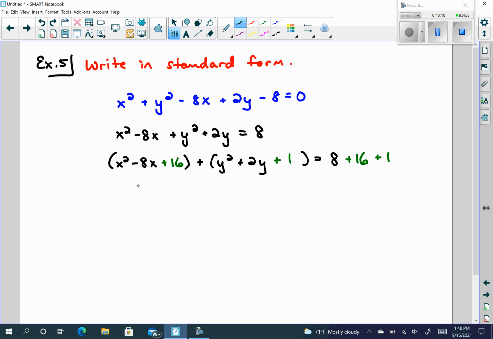So now this quantity will factor into x minus 4 squared. Next we'll get y plus 1 squared. This will add up to 25 over here. So here our center would be 4, negative 1, and our radius is 5, the square root of 25.